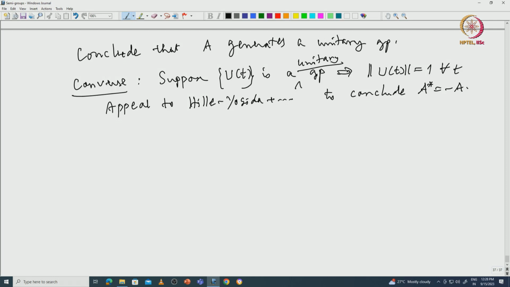With that, we come to the end of this more or less discussion of semigroup theory. From the next class onwards, we take up the abstract Cauchy problem and then go to the particular equations of heat, wave and Schrodinger. Thank you.